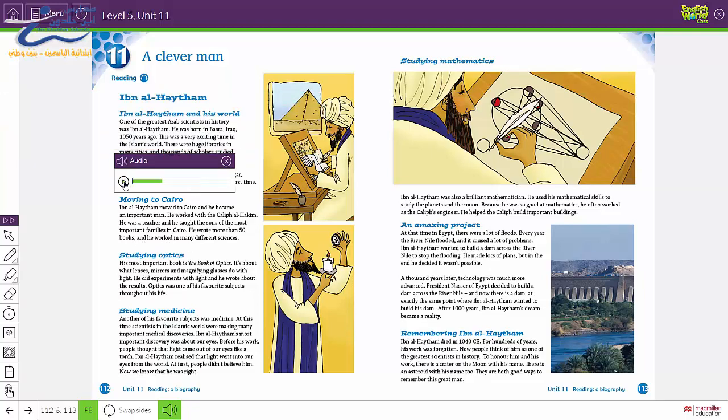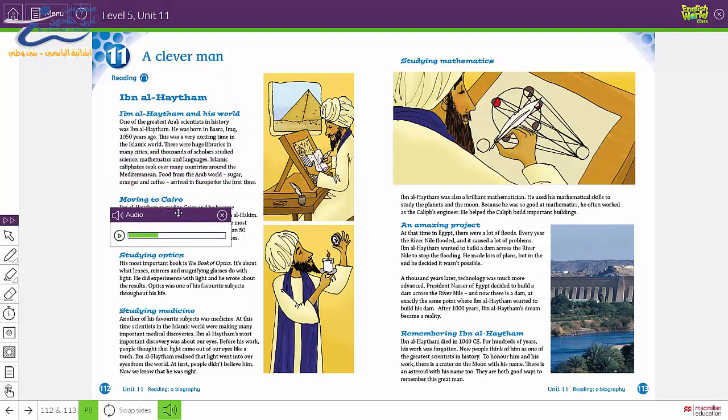Now to the questions. Where did Ibn al-Haytham move to? Great, he moved to Cairo. Question number 2. How many books did he write? Good. He wrote more than 50.